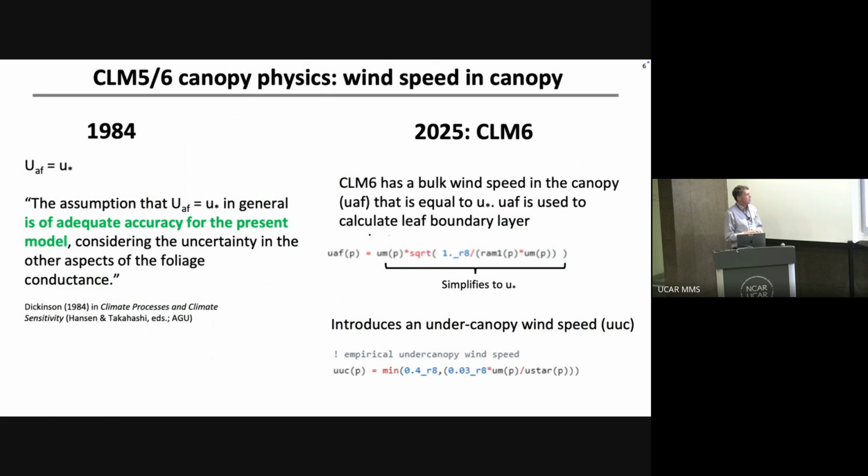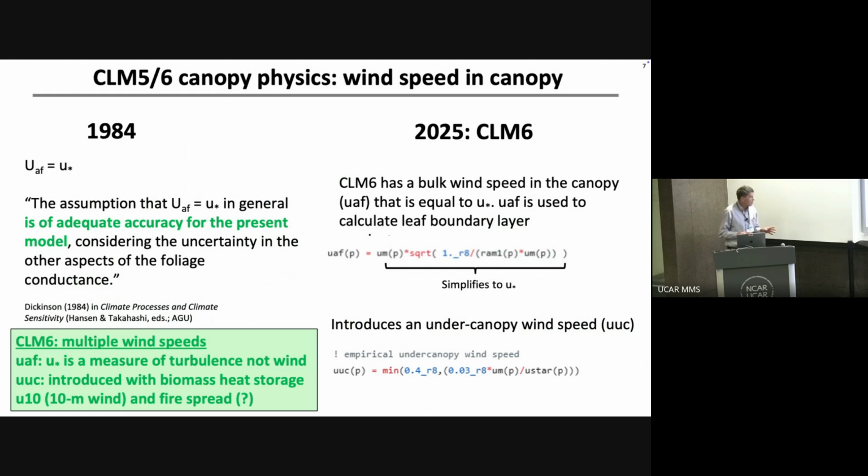And in CLM6, a second wind speed has been introduced called an under canopy wind speed. And I'll get back to that later. But what I want to say here is that we have this wind speed in the canopy that's equal to friction velocity, but friction velocity is a measure of turbulence. It has the same units as wind speed, meters per second, but it's not a wind speed at all. There's this under canopy wind speed that's been introduced with biomass heat storage. And we also have this 10-meter wind, and there's some wind that's used in fire spread. I don't know what that is, but there's some. So we have multiple winds in CLM that may or may not be consistent with one another.